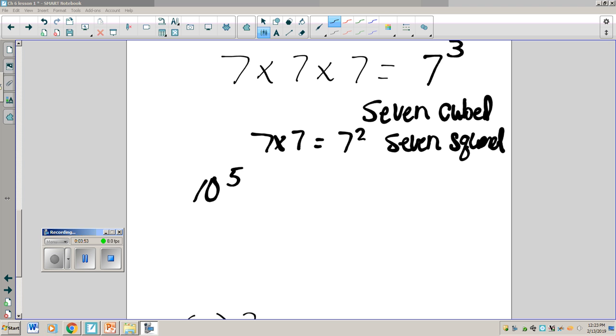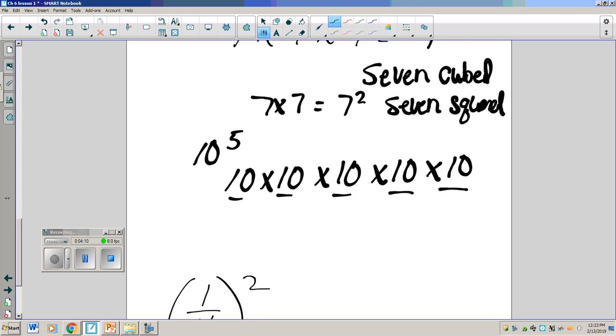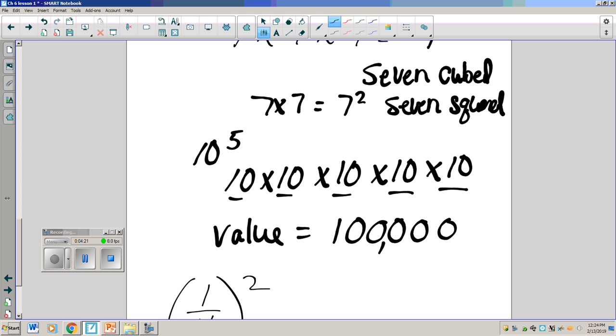Next example is 10 to the 5th. This time we're also going to find the value of it. So rewrite it as 10 times 10 times 10 times 10 times 10. That's what exponents allow us to do, is write large numbers in a smaller way. The value, you have to multiply all those together. We know that's easy. Write the 1. We have 5 zeros. 1, 2, 3, 4, 5 is 100,000.